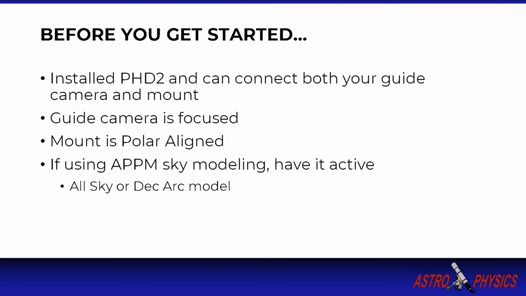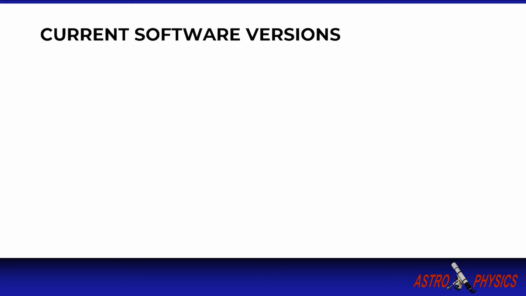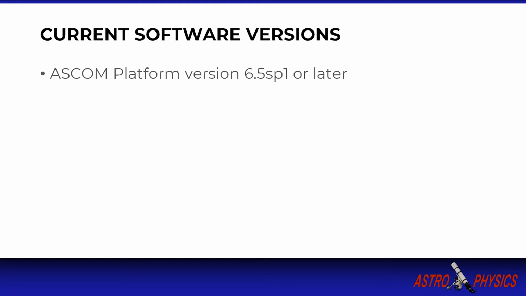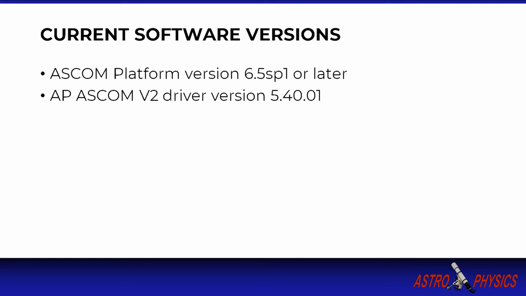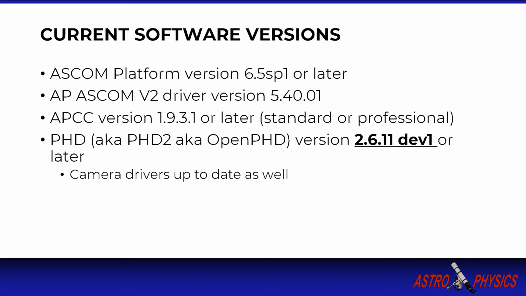This tutorial does not cover any of these topics, so if you need help with these, please look at other videos or contact Astro-Physics. You will also need to ensure the software versions you are using are up to date. As of this tutorial, you will want ASCOM Platform version 6.5 Service Pack 1 or later, the AP V2 ASCOM driver using version 5.40.01 or later. If you are using APCC, we recommend version 1.9.3.1 or later, standard or professional versions. And perhaps most importantly, you want to use PHD version 2.6.11 Dev 1 or later. This version is especially important as it's the first time it introduces features optimized for encoder mounts.